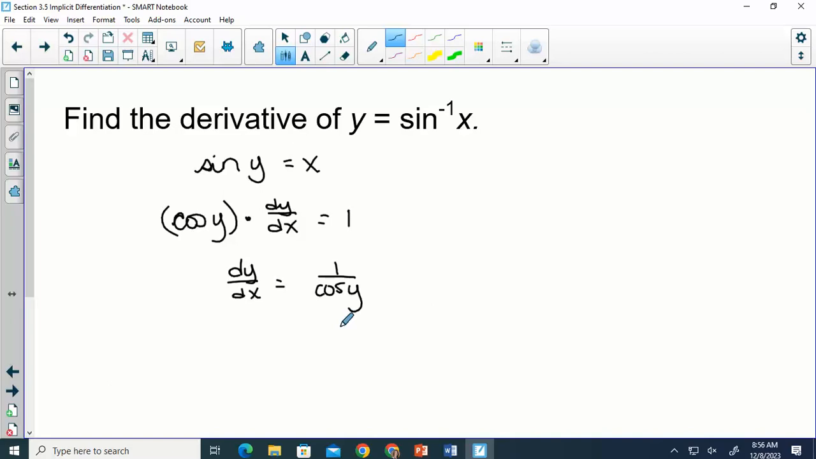Alright, what if I said I want this written without a y in it? Okay, so I have to figure out what cosine of y would be equal to. So this is pulling back a lot of trig stuff. If we think about sine inverse, remember when we talked about inverses? It was the very last thing we did in trig, and we talked about how they only exist in certain quadrants because it has to be 1-to-1 to have an inverse. So you can't just take the whole sine graph.